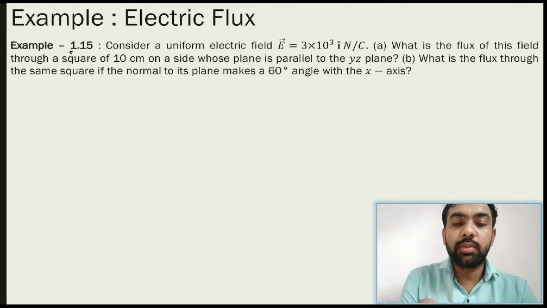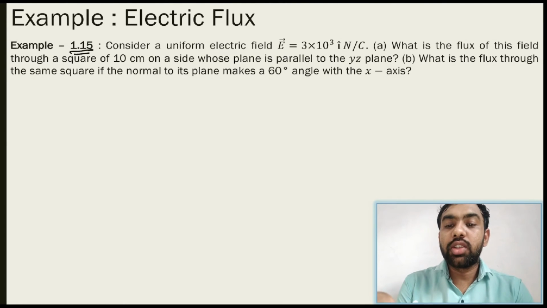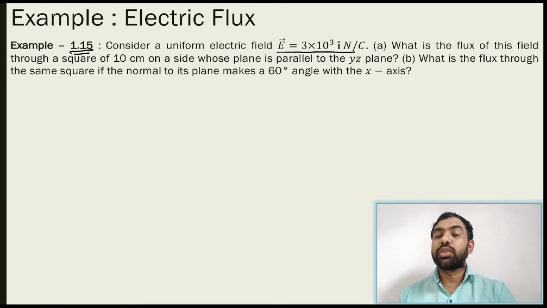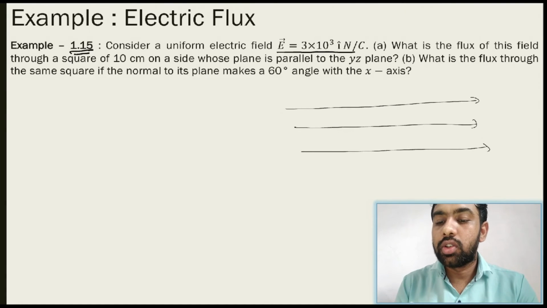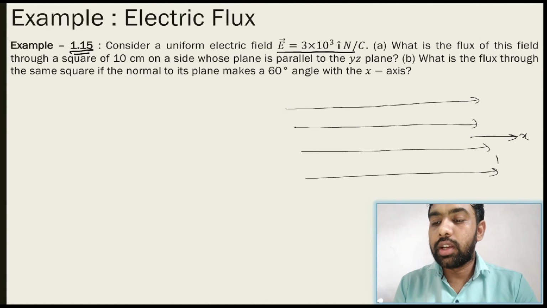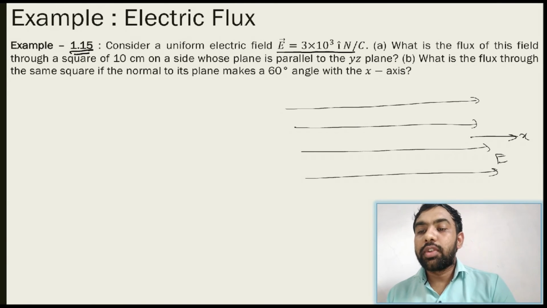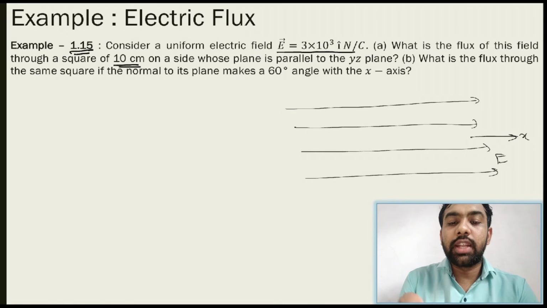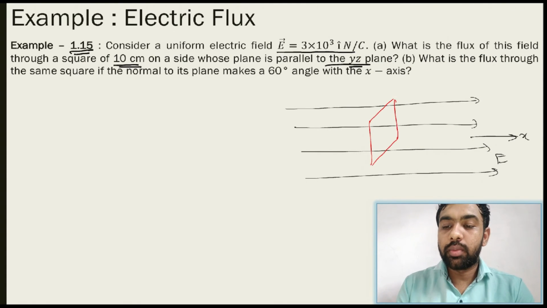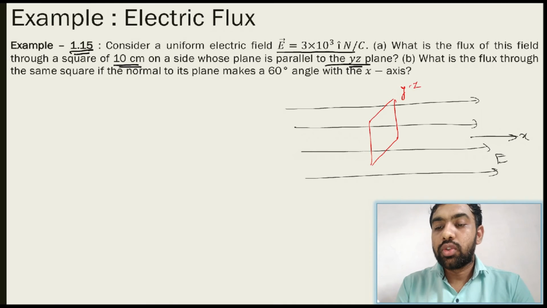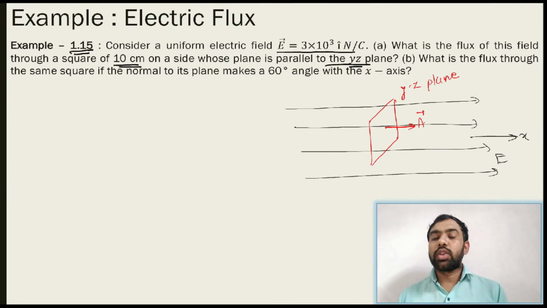One example from the textbook, example number 1.15. Consider the uniform electric field E equal to 3 into 10 raised to 3 i newton per coulomb, meaning the x direction. What is the flux of this field through a square of 10 centimeters side whose plane is parallel to the yz plane? If you consider this type of square in the yz plane, its area vector is along the x direction, so the angle between the area vector and the electric field is 0.